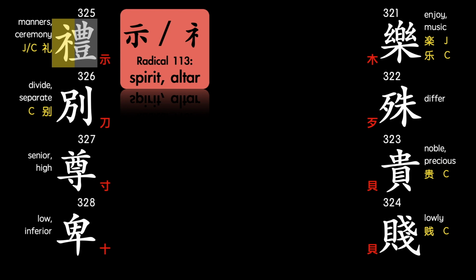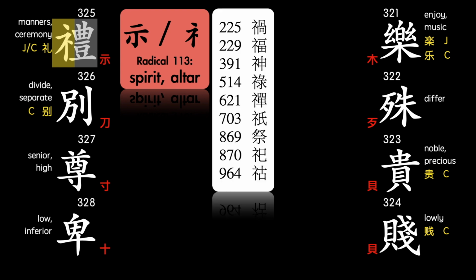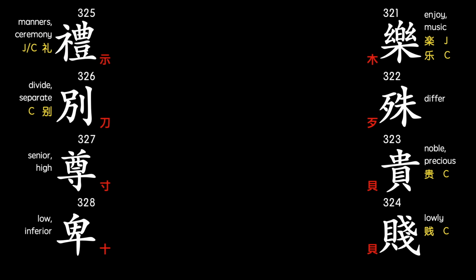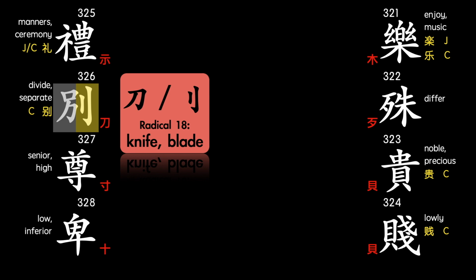So then we have the 325th character. It is indexed under the radical for spirit or altar. Characters related to religion often contain this radical, and this is one example of that. You'll see similar examples elsewhere in the classic. The 326th character is indexed under the blade radical, which you see on the right side. Since this character means divide or separate, it's a good example of how a radical can shape the meaning of a character.